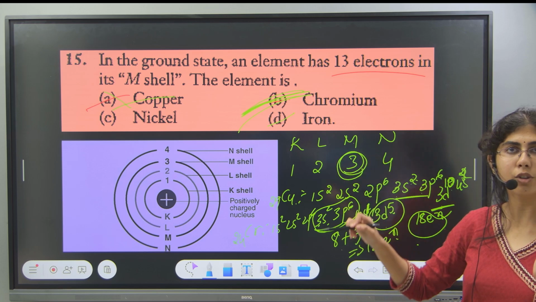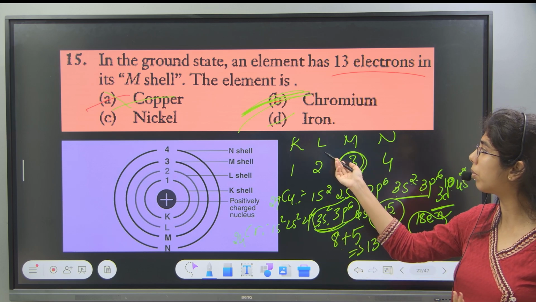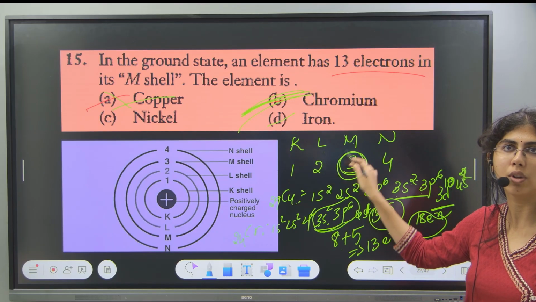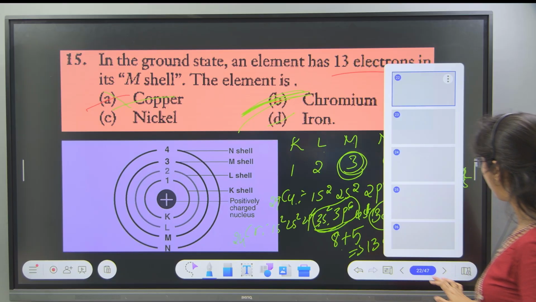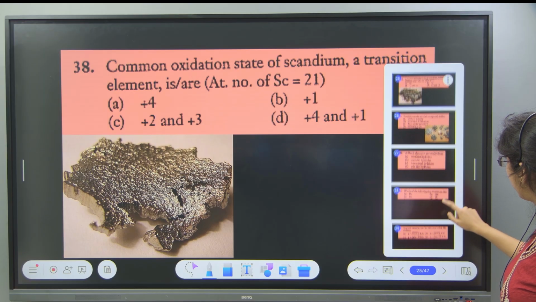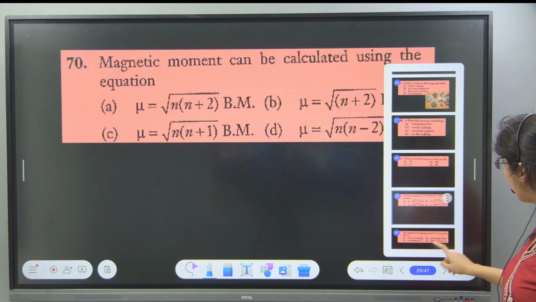They can ask you in another way also. They can ask you the number of electrons in L or N. But you should know this: K is 1, L is 2, M is 3. Okay? Fine. Now, not this.